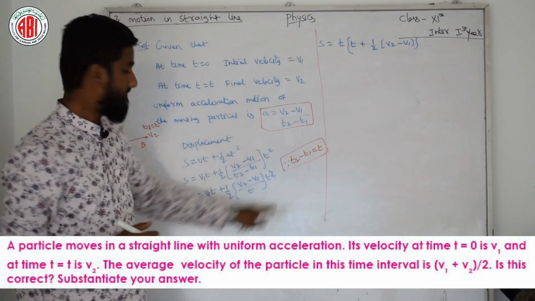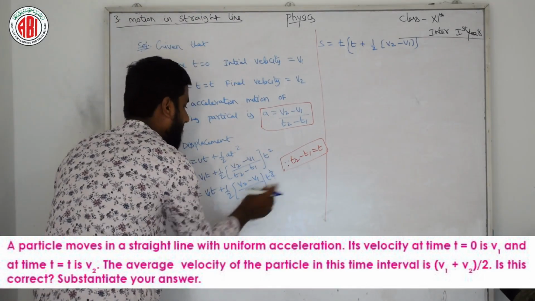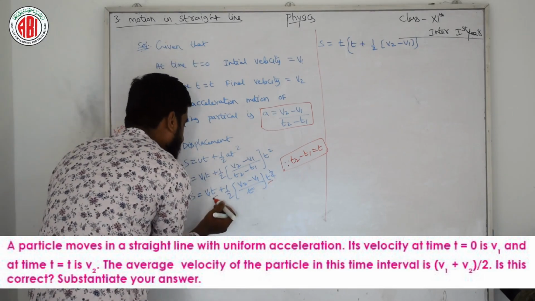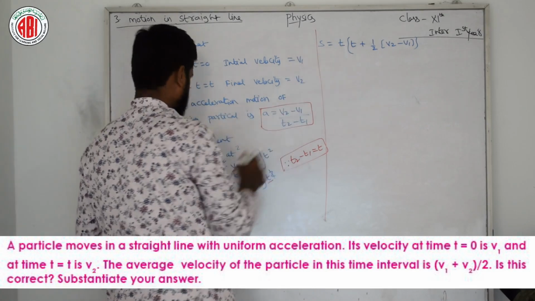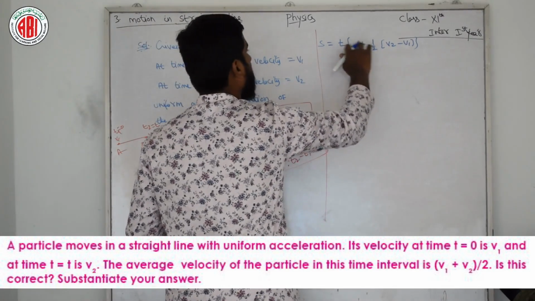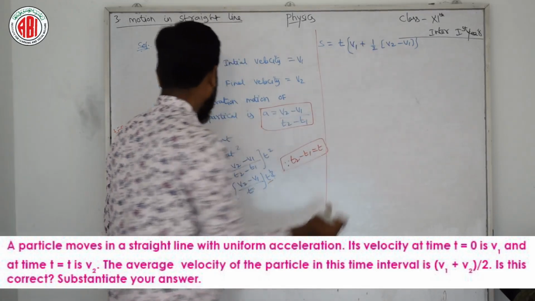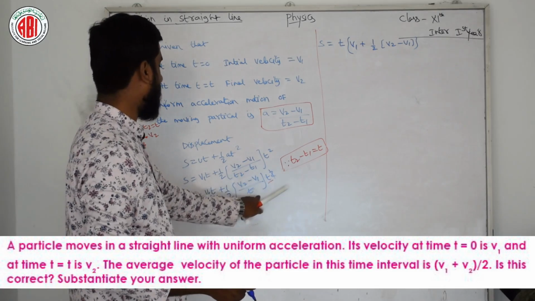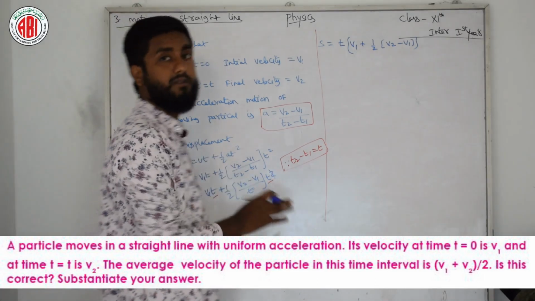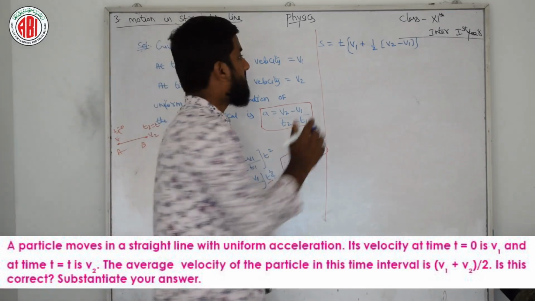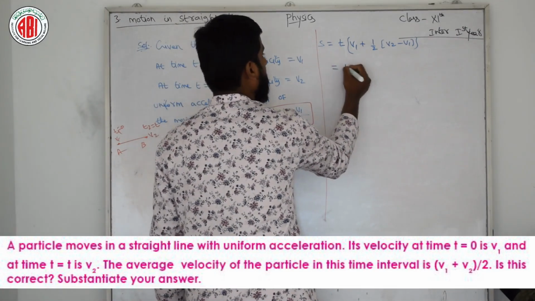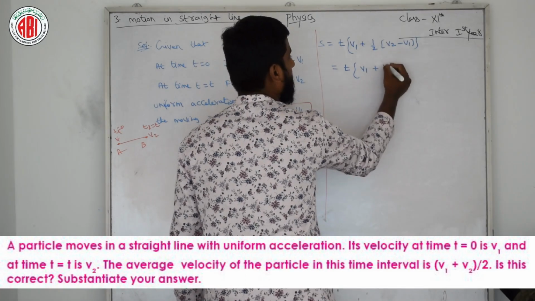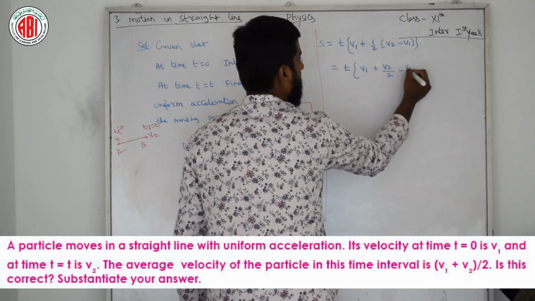How did I get this step? This t square gets cancelled, I remain with only 1 t, and this 1 t is already taken as common here. So here, instead of t, I need to take v1. Why v1? Because we are left with only v1 plus half as it is v2 minus v1. t is already outside of the bracket. So it will become t, this is v1, okay, plus, just dividing this by 2 with both, v2 by 2 minus v1 by 2.